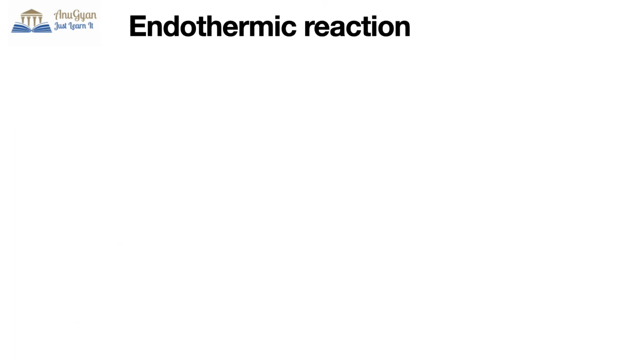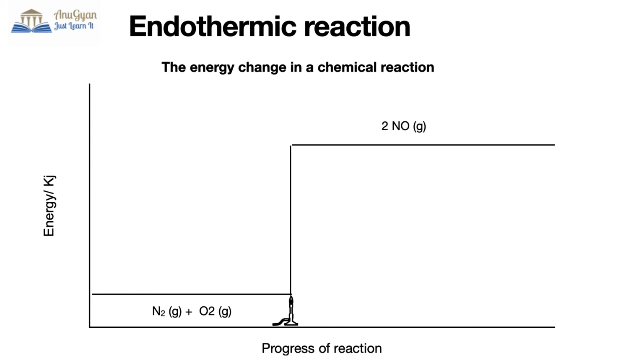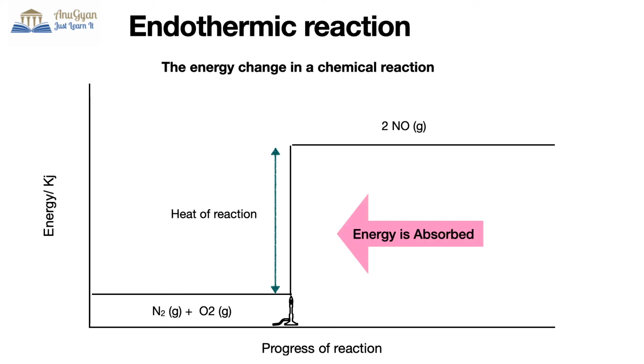Let's also take an example of the endothermic reaction. In this, there will be a different energy profile. We will take the example of the oxidation of nitrogen, which requires less energy to start the reaction, and the heat of reaction in this is increasing, and that is why there will be a positive value when we calculate it, and in this process energy is absorbed. That is why it is an endothermic reaction.